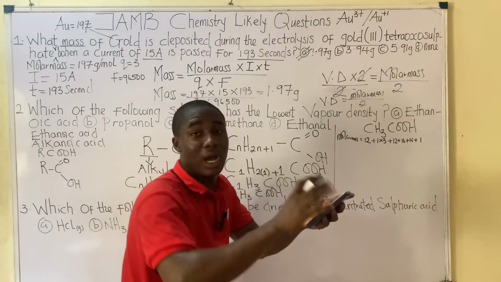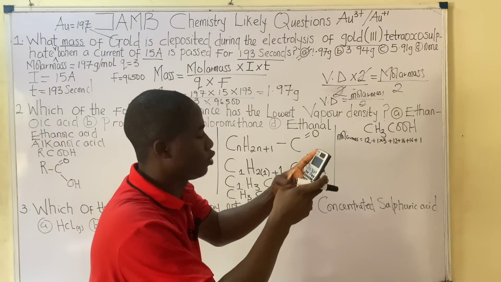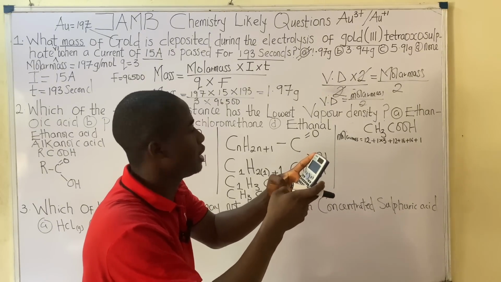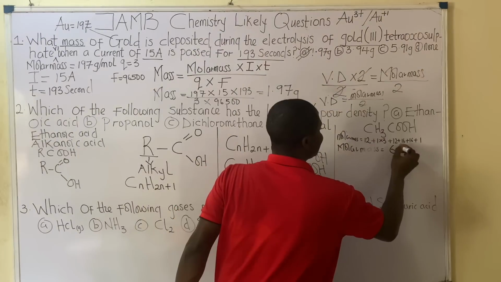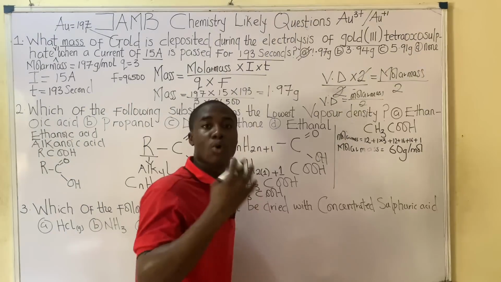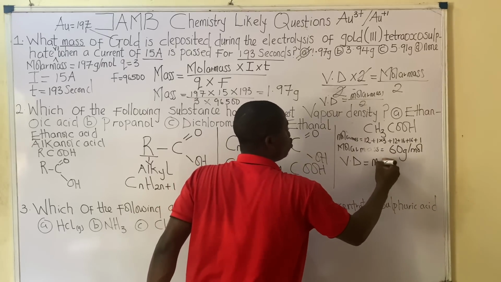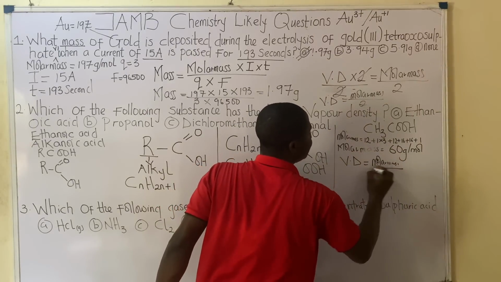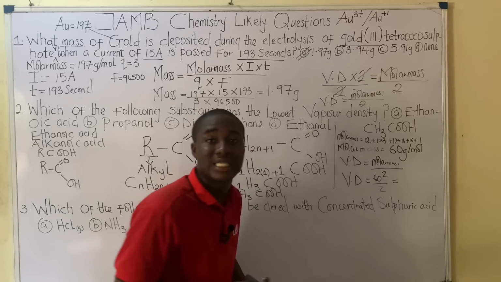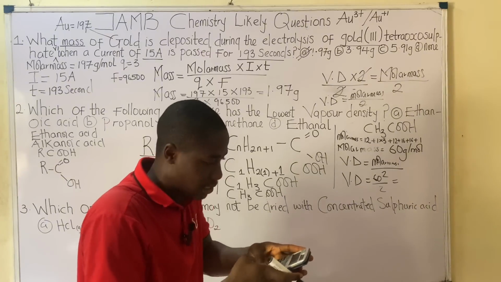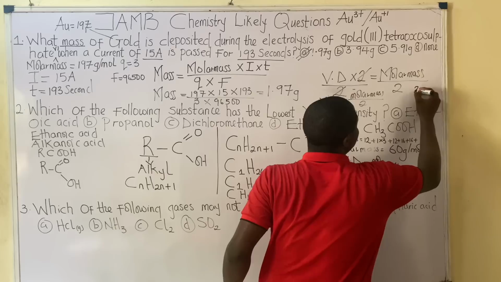So let's press our calculator to get the molar mass of the full compound. It's going to be 12 plus 1 times 3 plus 12 again plus 16 plus 16 plus 1. We are having 60. So the molar mass of this compound is 60 grams per mole. So how do we calculate vapor density? The formula is Vd equals molar mass divided by 2. I've written down the formula already. So Vd will now be equal to 60 divided by 2. Remember, 60 is the molar mass of the compound. So 60 over 2 is 30. So the vapor density of ethanoic acid is 30.